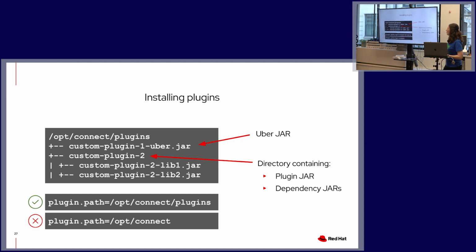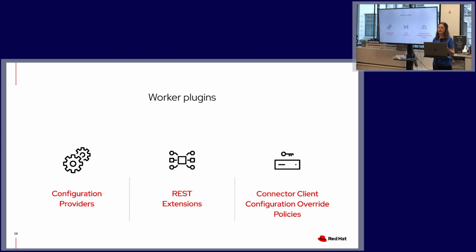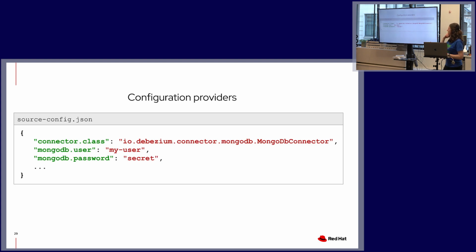The other thing that people often aren't familiar with in Connect is that alongside connector plugins, there are actually a lot of worker plugins. And these are particularly interesting if you're an administrator of Connect. So there are 3, and I'm going to talk on each of them: configuration providers, REST extensions, and then the mouthful that is connector client configuration override policies. So we'll start with configuration providers.